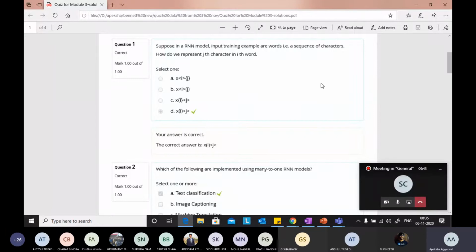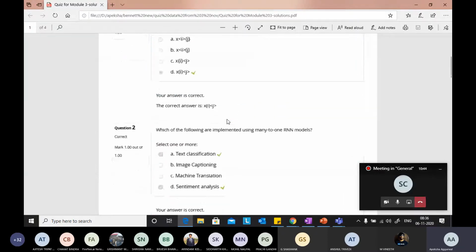So first question was, suppose an RNN model's input training examples are words. So training examples are words in the data set, that is a sequence of characters basically. How do we represent the jth character in the ith word? What we are giving as input at one time step is a character, so it's character by character modeling. The ith word is the ith training example. So the parenthesis will show the training example number, and this angular bracket shows the value at a time step. Okay, so the answer is x(i)<j>.